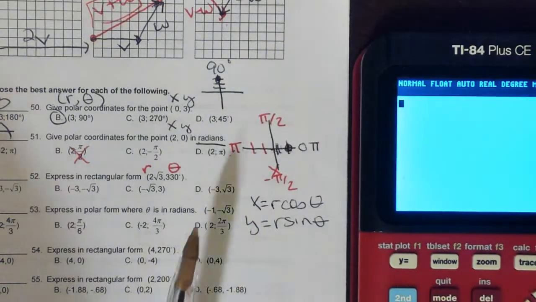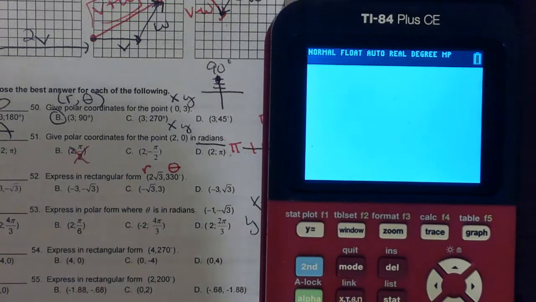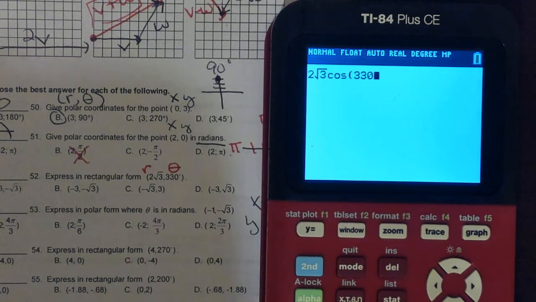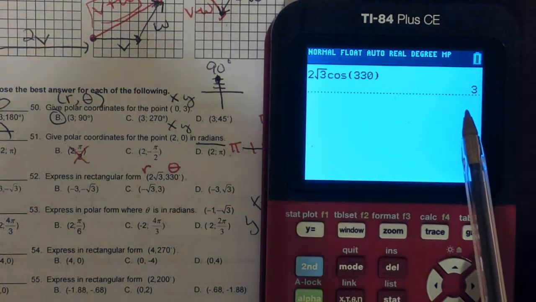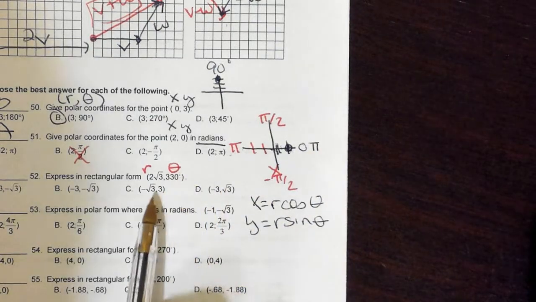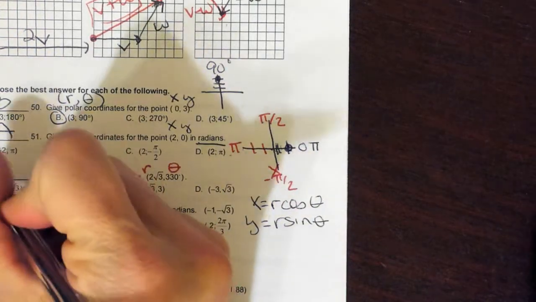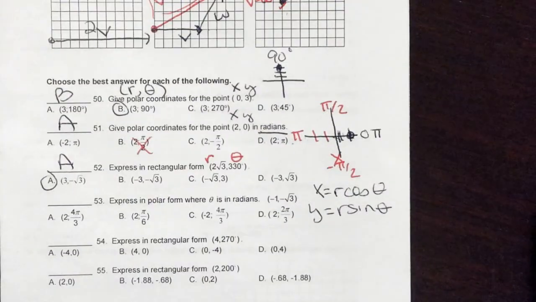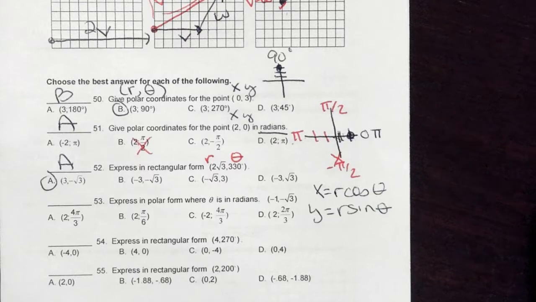Okay, so now I'm going to do my radius of 2 square roots of 3. So 2 square roots of 3 times cosine of 330 degrees. When I do that, I get the answer of 3. So my x has to be a positive 3. Not it, not it, not it. I'm done. Don't spend more time on it than that. You already know your x is 3. Everybody else says -3. They're not it.